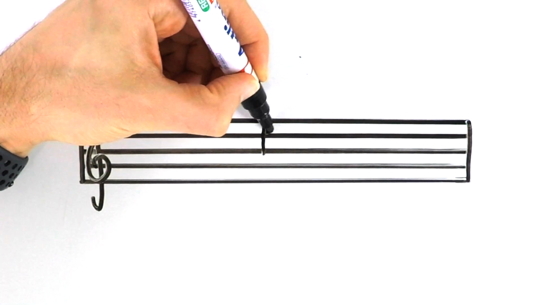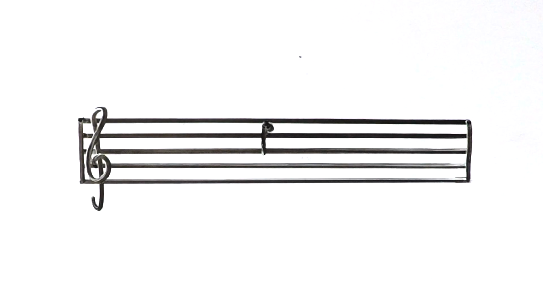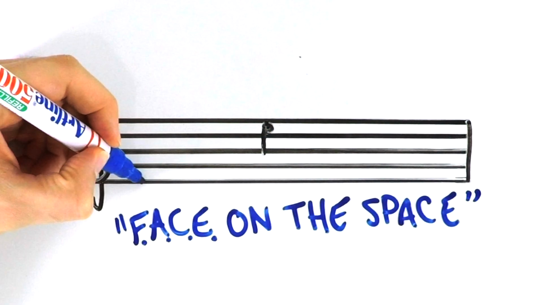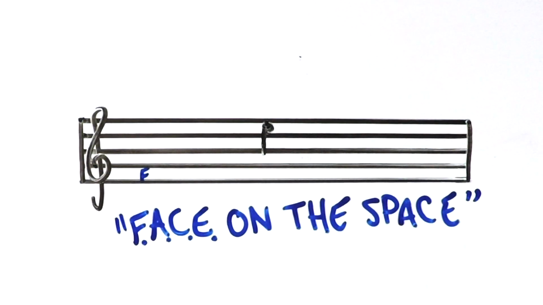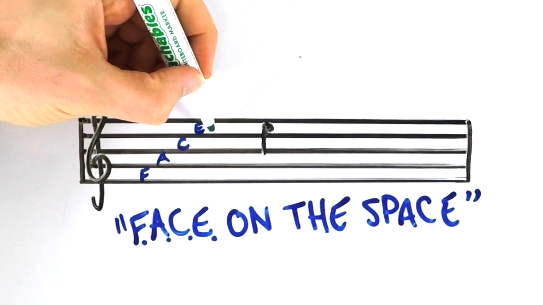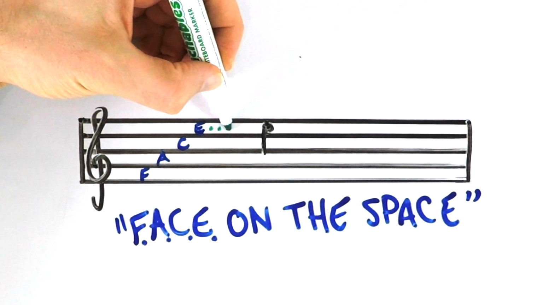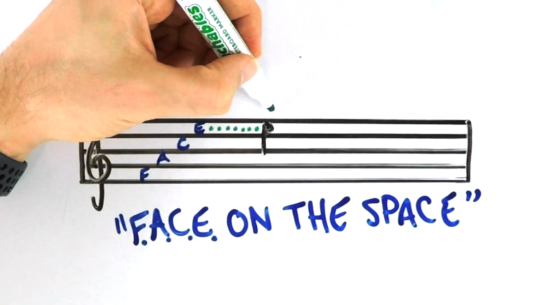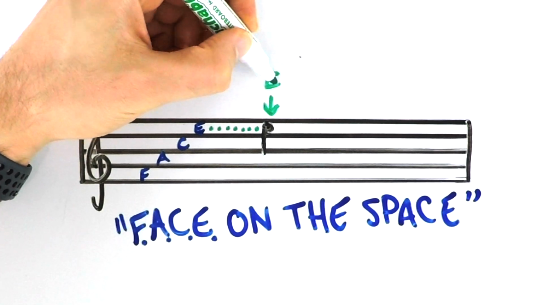Here's a fresh staff with just one note. So how can we find the letter name of this note? Well, we just learned a new trick, so let's start by using our FACE on the space trick. The way we're going to start doing this is by putting the first letter, the letter F, on the first space, then the letter A on the next space, then C, and finally E. And now that we've done all that, we can look over to our note and see that it happens to be right on the same space that has our E on it. So now we know that that note is an E.